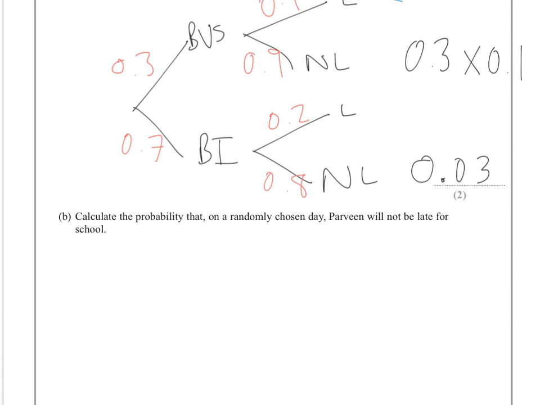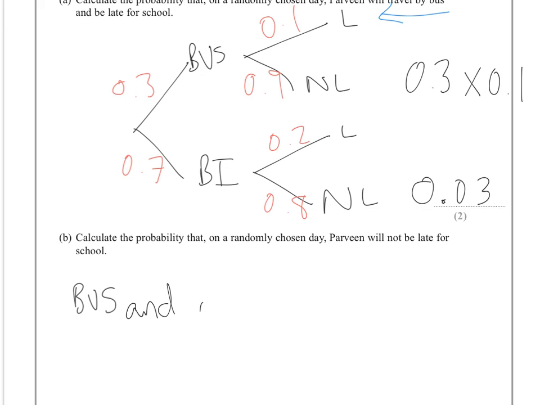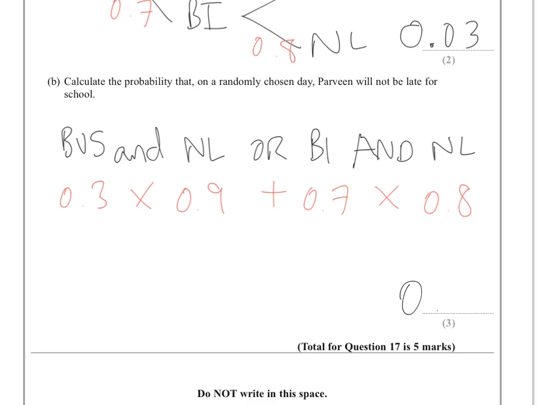Calculate the probability that on a randomly chosen day Parveen will not be late for school. Well, if she travels by bus and is not late, or the other option is that she can travel by bicycle and not be late. Now with probability, and is multiply, and or is plus. Probability she travels by bus, 0.3. Not late when travelling by bus, 0.9. Probability of travelling by bicycle, 0.7. Not late, 0.8. If you work that sum out on your calculator, you should get the solution, 0.83.